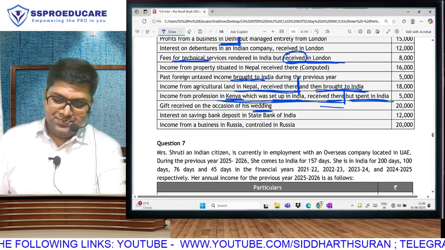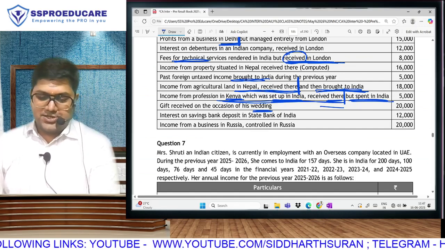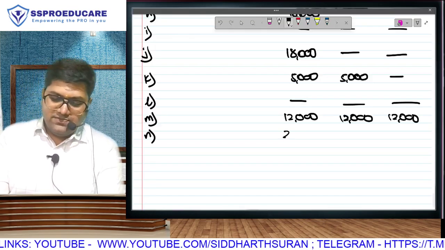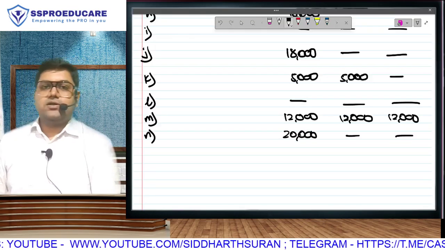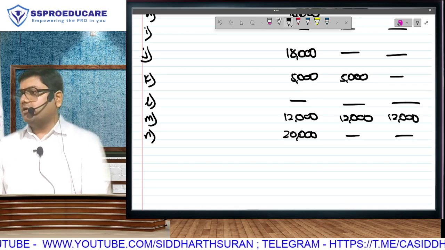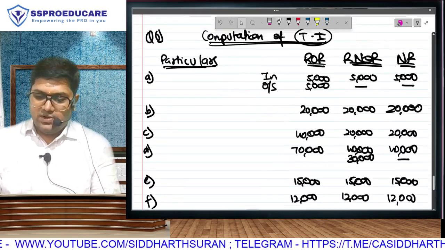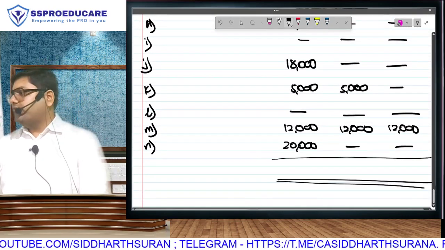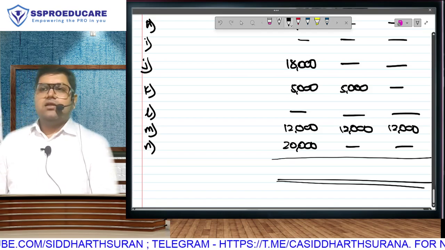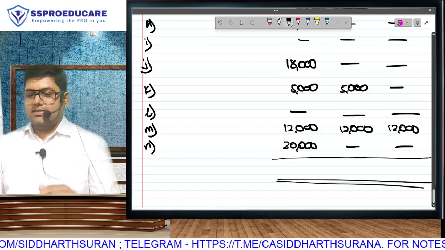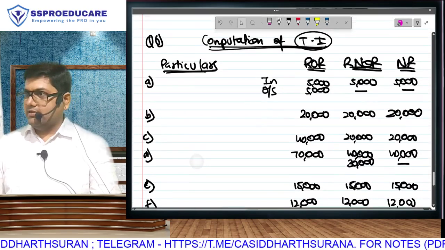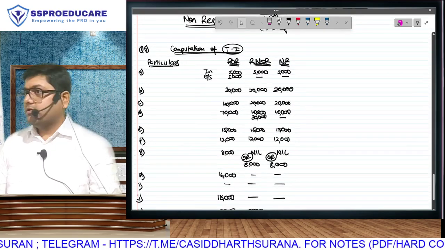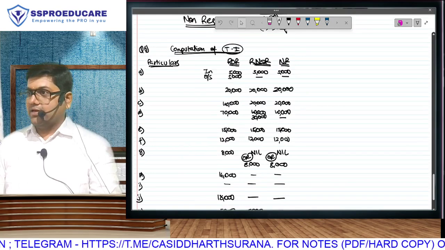And finally, income from a business in Russia, controlled in Russia. So first, very easy, and foreign is not controlled from India. So second and third column, it won't come. Now, the final task that you have to do is take the total of these columns. If your total is ready, you may kindly give me. Zoom, to see the empty amounts, the numbers won't be visible. Now you are doing oral calculations.